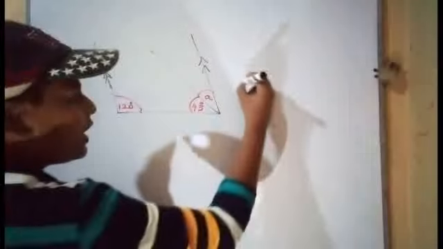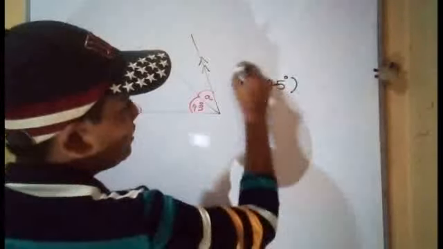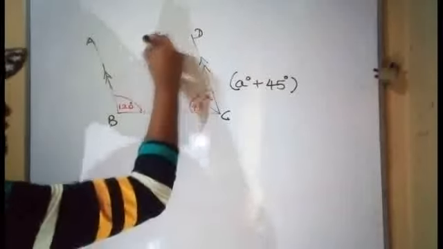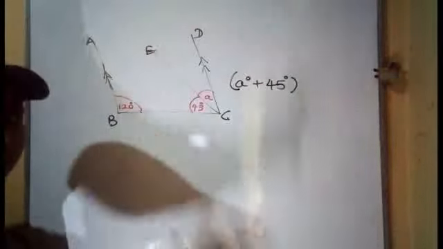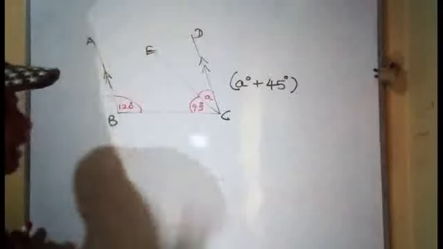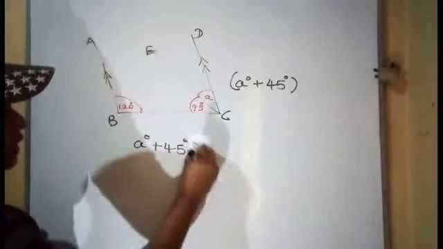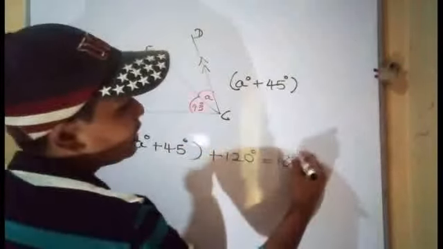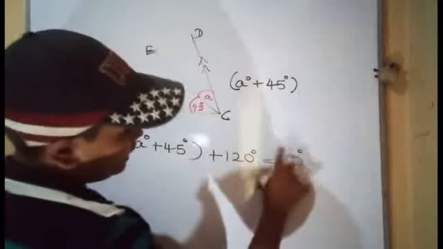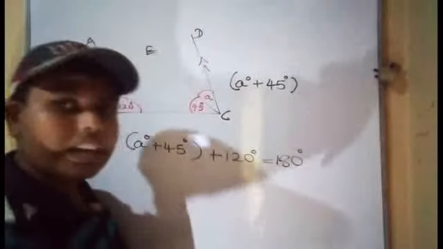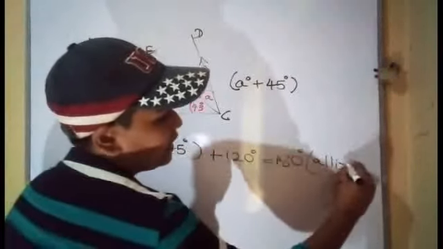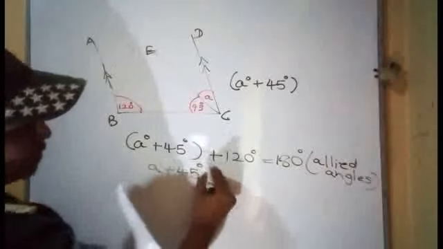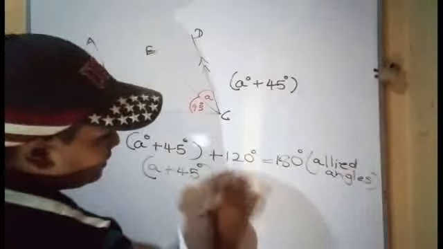First of all, we want to find A plus 45. We want to put it in brackets, because there I have two angles, no? Now there are A, B, C, D and this is E. First, we want to find this. A plus 45, in the brackets, plus 120 equals, this is an allied angle, that means 180. You want to write the reason there. Whether alternate angles or corresponding angles, you want to write the reason. They are allied angles.